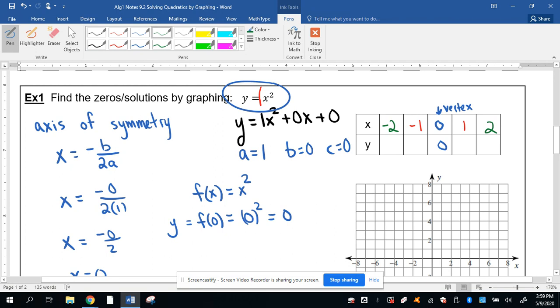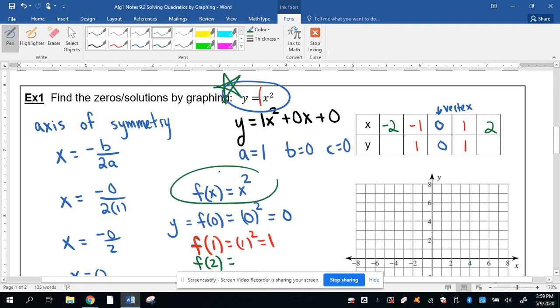So I'm going to go back to my red pen, and not sure why that's not picking up. So f of 1 is 1 squared, which is 1. And negative 1 squared is also 1. It's always going to be symmetric. So the y values on either side of the vertex will be the same. And so now let's figure out what f of 2 is. And going back to our original equation, y equals 1x squared, or in other words, f of x equals x squared. 2 squared is 4. So those are our y values.